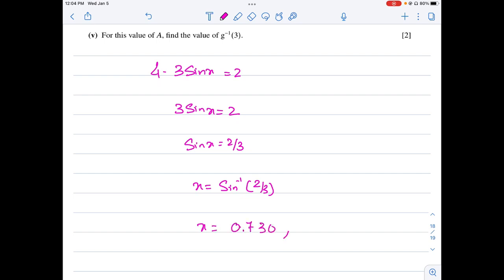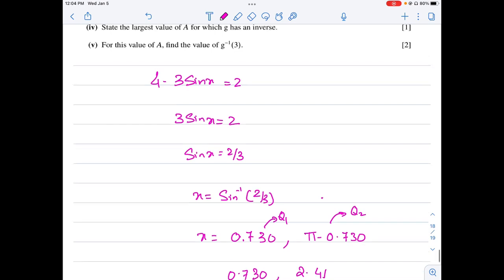I want the second quadrant also. So in the second quadrant, pi minus 0.730, which is going to be 2.41. Because sine is positive in Q1 and Q2, this is Q1 and this is Q2. If you get an angle, subtract it from 180, you get the other angle.